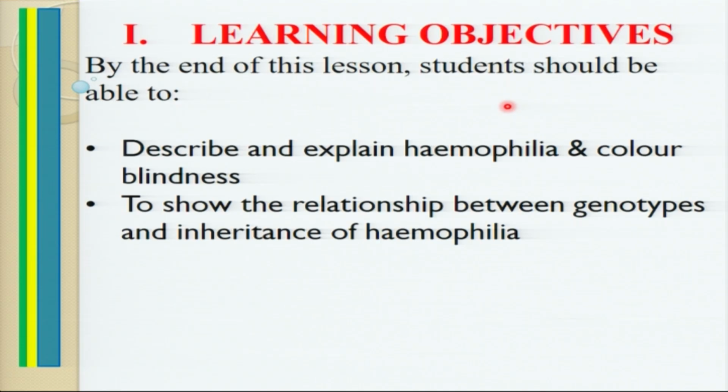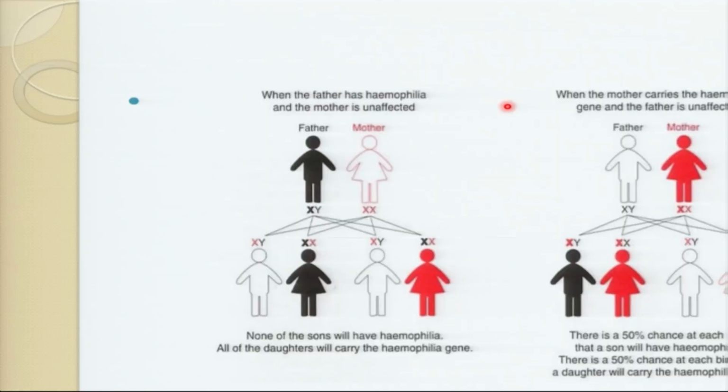Let's start the lesson. Most of the time when I start the lesson, I would bring some diagrams for you to understand. You remember we talked about the sex hormones that determine the sex, father characteristics and mother characteristics, or female characteristics and male characteristics. We have these diagrams, as you see, when the father has haemophilia and the mother is unaffected. The father is haemophilic and the mother is unaffected, meaning that she is free from haemophilia.